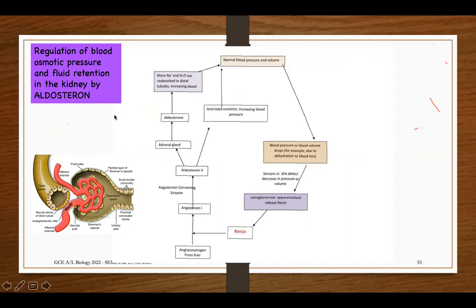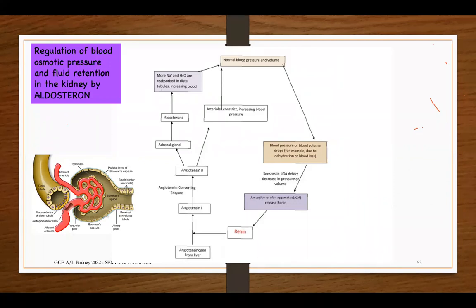Okay, so regulation of osmotic pressure by aldosterone. You can see now you might have normal blood pressure. We'll see now here. Blood pressure or volume drops. Let's say you have dehydration. Okay, you're either in some place where you don't have access to water, or maybe you have diarrhea or something, so you have dehydration, or you faced an accident and you lost a considerable amount of blood.